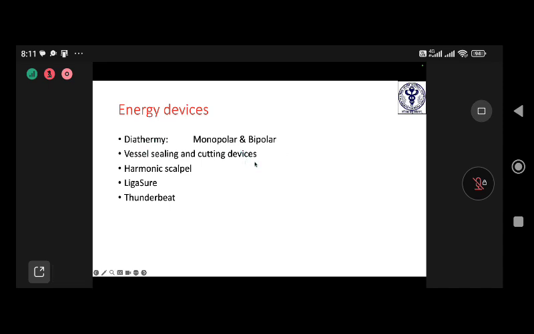Similarly, for sealers, the basic vessel sealing and cutting devices, there are three of them which are commonly used. One is the ultrasonic device like the harmonic scalpel, another is the bipolar device like LigaSure, and the third is the combination of these two, that is Thunderbeat.